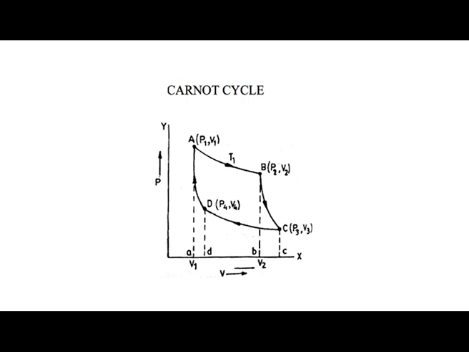The figure shows the Carnot cycle. In order to obtain a continuous supply of work, the working substance is subjected to the following cycle of quasi-static operations.